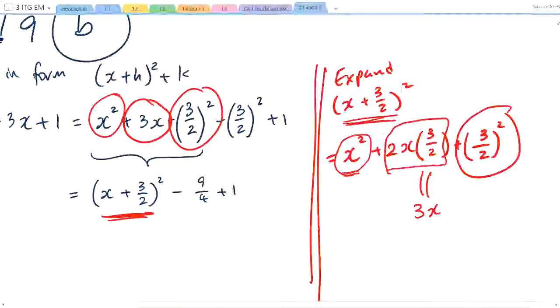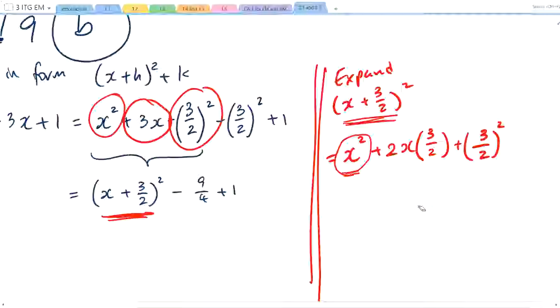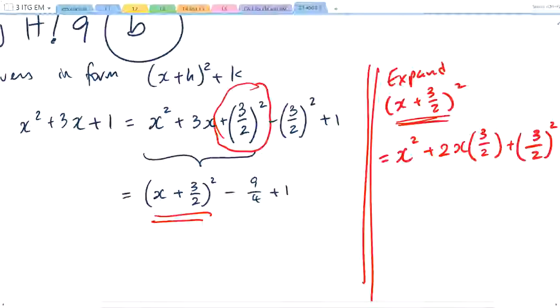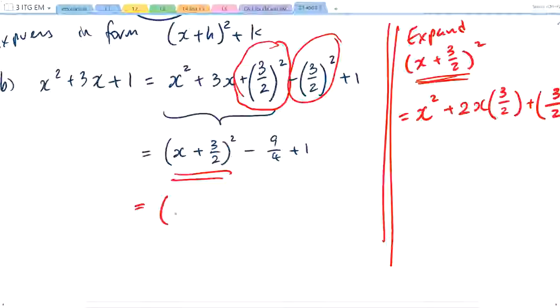Okay, so actually over here, they are all equivalent. The whole idea is to create a perfect square by introducing this term. And in order to make the left hand side equal to the right hand side, I have to subtract it away again. Okay? So we can simplify further, and we get x plus 3 over 2 squared minus 9 over 4 plus 1. How much is that? Minus 5 over 4. Shall we leave it in decimal or should we leave it like this? Okay, improper fraction. So this is our final answer.